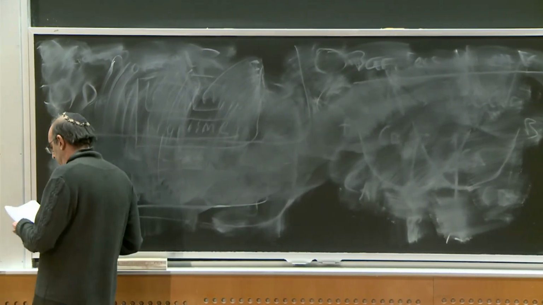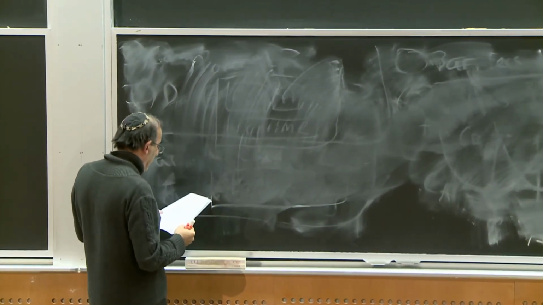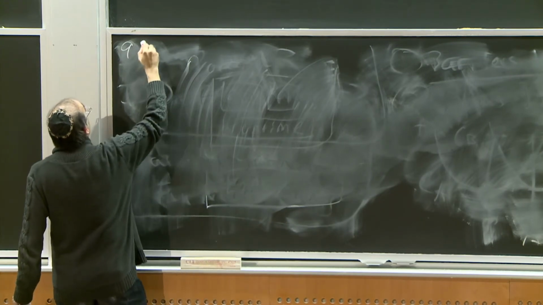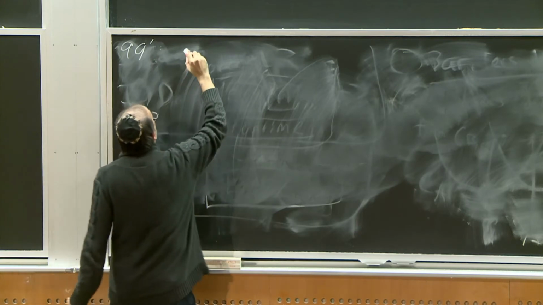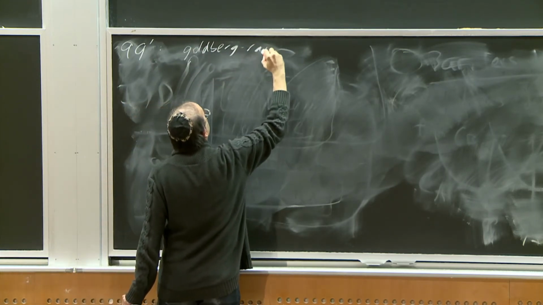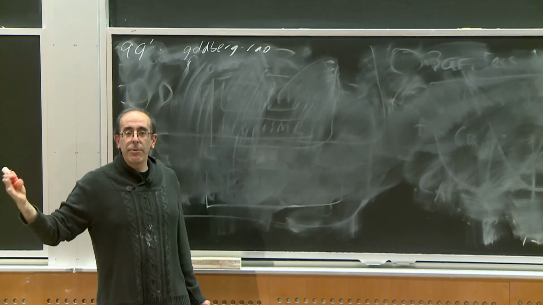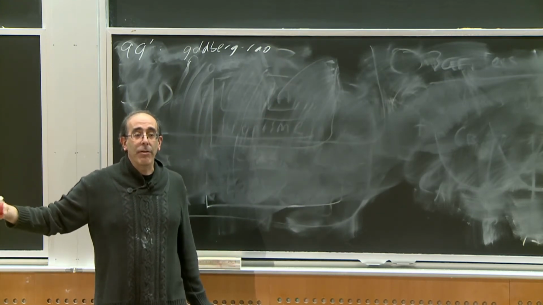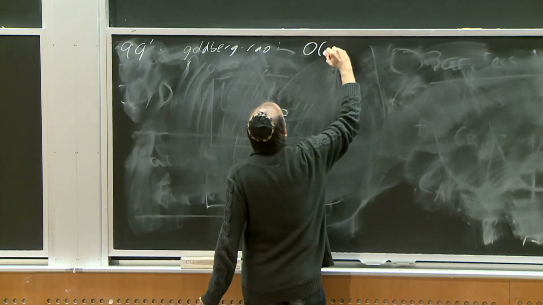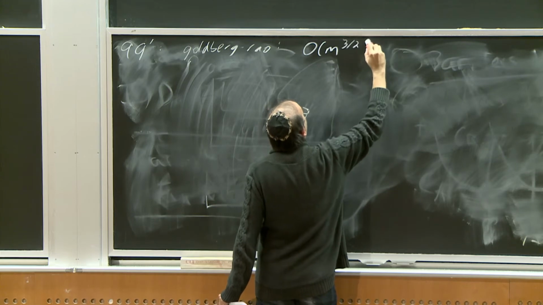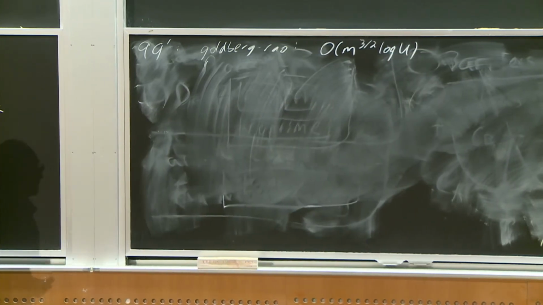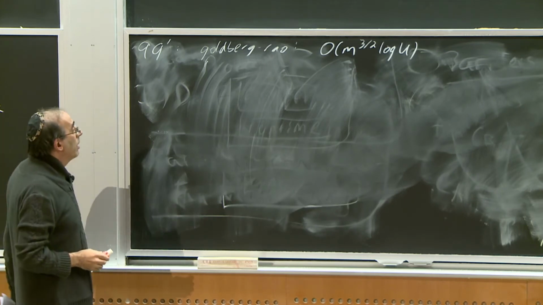In the 90s, I think, and the 2000s, there was some progress on, I guess, 99. Goldberg and Rao figured out how to take the special bounds that we got for unit capacity graphs, the m to the 3/2, right? And they generalized them to capacitated graphs. Turned out to be very difficult, but they pulled it off.